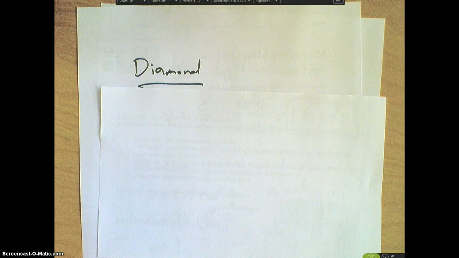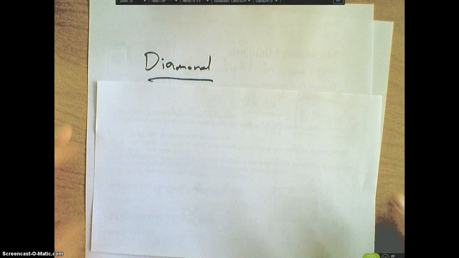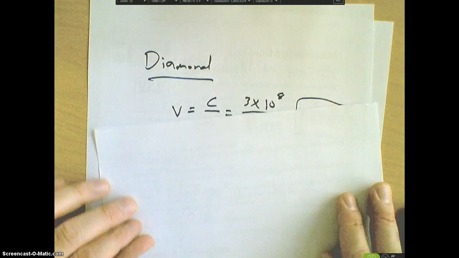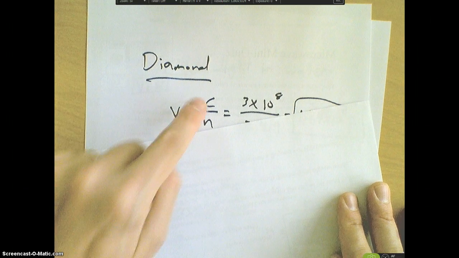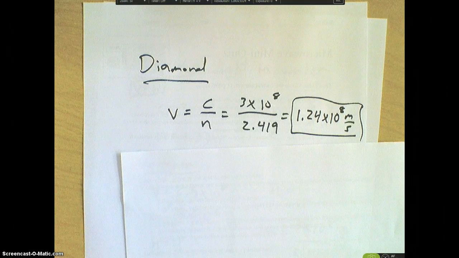All right, so make sure everybody's gotten a chance to work through these. The next one was diamond. How do you figure that out? You should have v equals c over n, 3 times 10 to the 8 divided by 2.49, and that gives you that speed. Again, less than 3 times 10 to the 8.